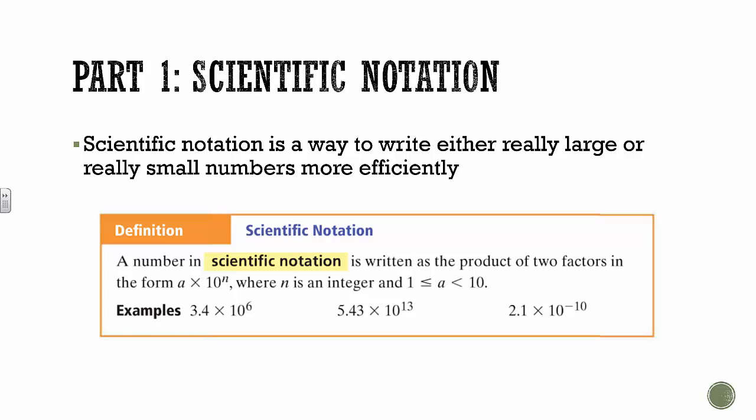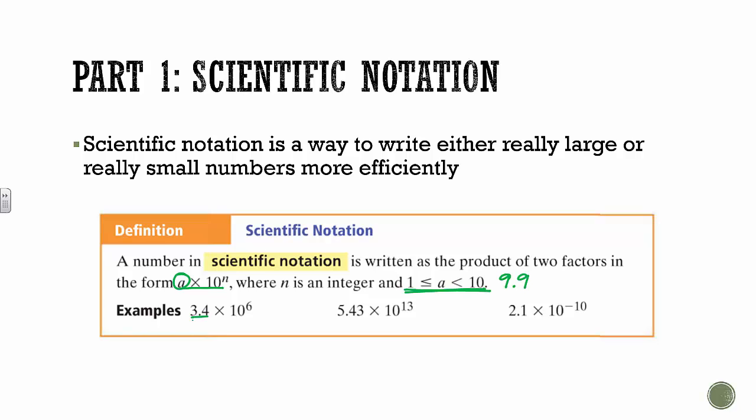a lot of space. So a number in scientific notation is written as the product of two factors in the form a times 10 to the n power, where n is some integer, and this part's really important. A has to be some number in between 1 and 10, and it can't be 10, can't be anything bigger than 10, so like 9.9 works.